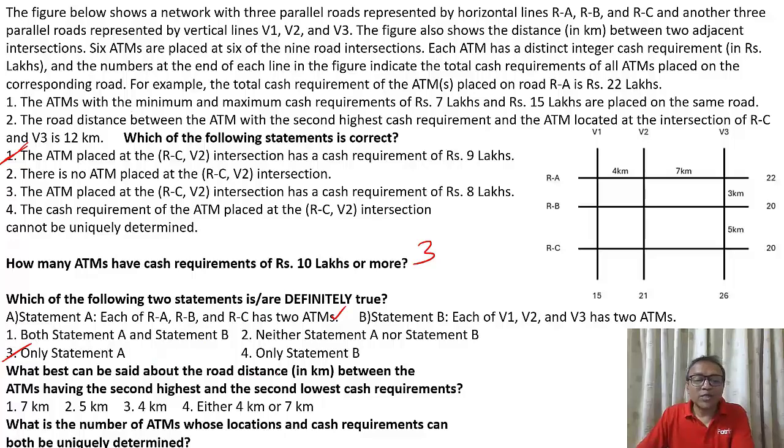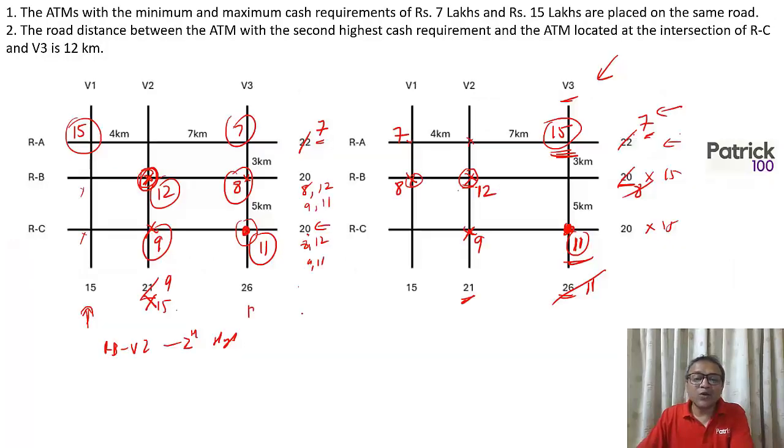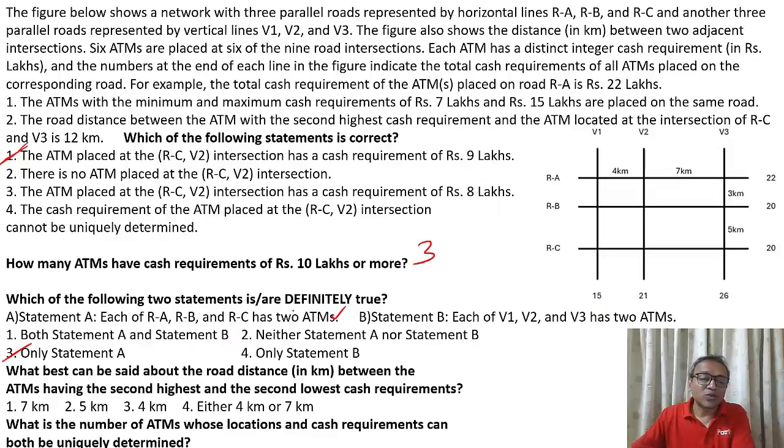What can be best said as a road distance between the ATM with the second highest and the second lowest cash requirement? Second highest, I know where it is, 12. Second lowest is either at V1 or at V3. So distance can be 7 or 4. So here the distance is 7, second lowest is 8, and here distance is 4. So it can be either 4 or 7. Right? So that means we get option E. Actually, we can use this option also and try it out. Okay, and then calculate. But yes, one case you automatically get 7.